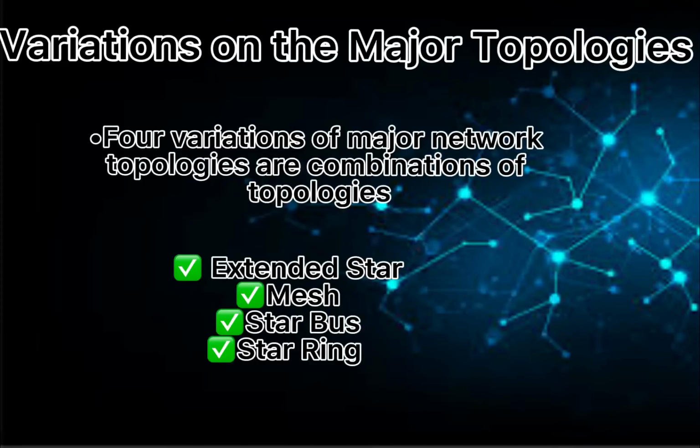These are the variations on the major topologies. Four variations of major network topologies are combinations of topologies. First, extended star. Second, mesh. Third, star bus. And the last one is star ring.